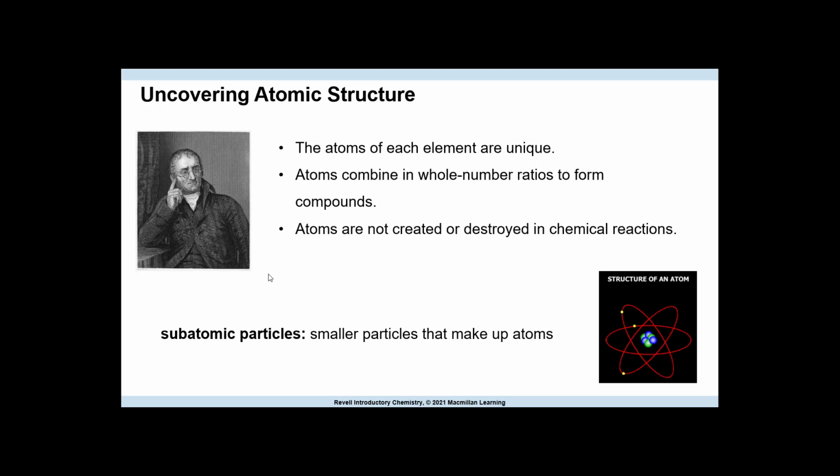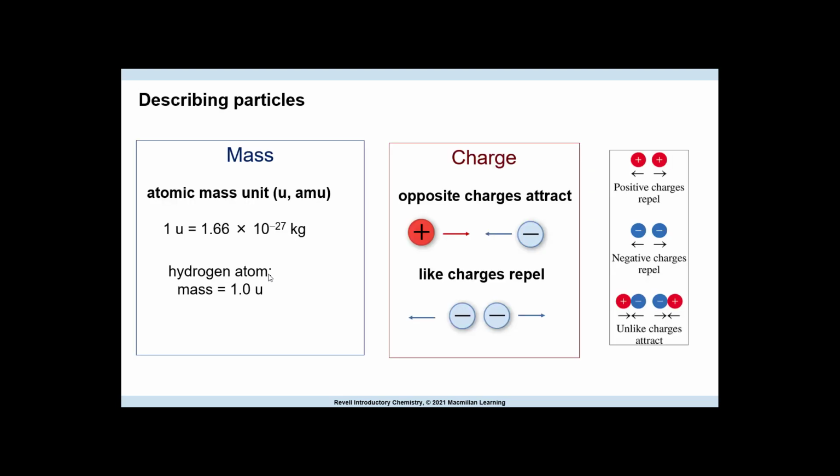However, they were not all correct. Atoms can be broken into smaller pieces. Atoms are made up of smaller components, and these are called subatomic particles. So think of cracking open an egg, and now we're going to look at what's inside that egg. So the subatomic particles determine the identity and behavior of atoms. So let's take a look at describing particles.